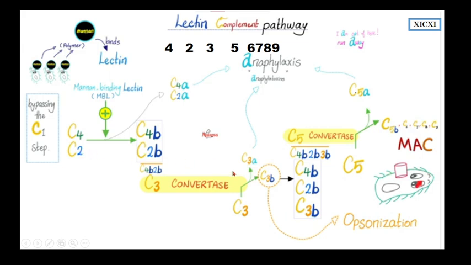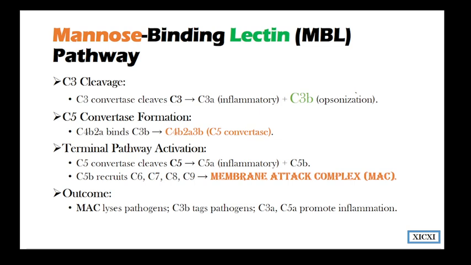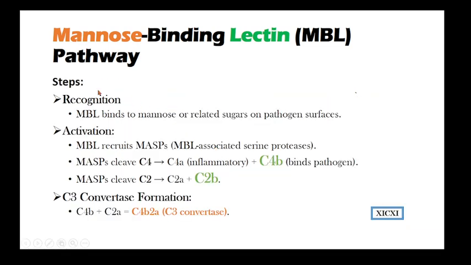So you should remember that C3B is for opsonization, as you have seen in the importance of the complement system. So let us have a look at the pathway. The steps are like this. There is recognition, meaning mannan-binding lectin binds mannose or related sugars on the pathogen surface.